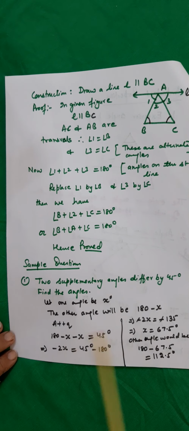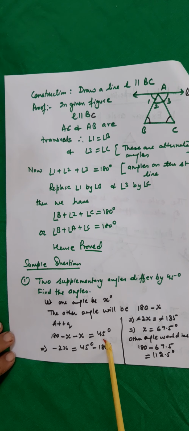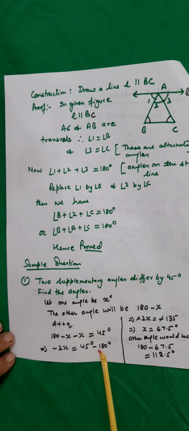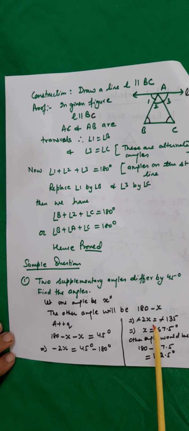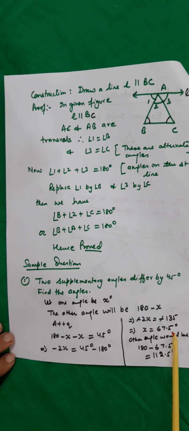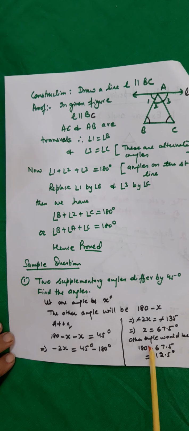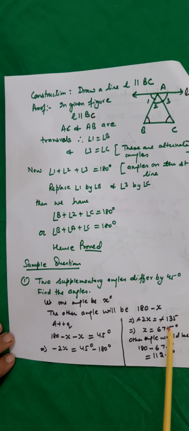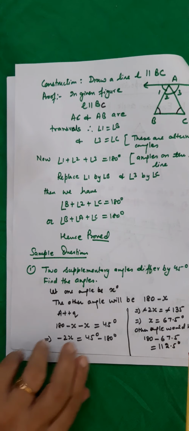That means x minus (180 minus x) should be equal to 45, which implies 2x is equal to 45 plus 180, which implies 2x is equal to 225, so x is equal to 112.5 degrees. Therefore, the other angle would be 180 minus 112.5, that is equal to 67.5. Now, just add them and check whether the sum is 180 or not. You will find that they are supplementary. So, hence our answer is correct.